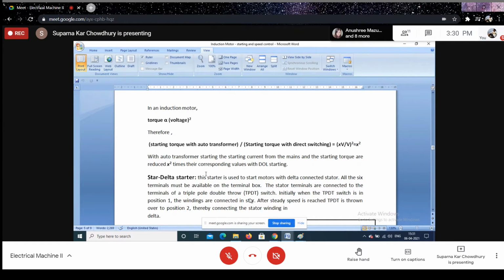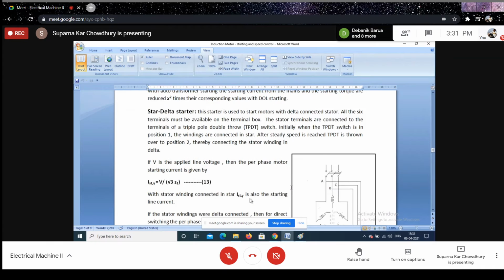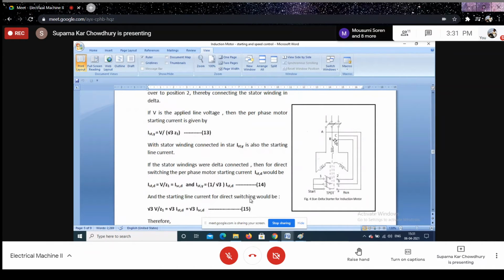Another possible connection is the star delta starter. This is obviously used if the normal connection is delta. This is the circuit. It is a double throw switch. Initially it is connected on this side, so these 3 points will be shorted, and the windings will be connected in star.